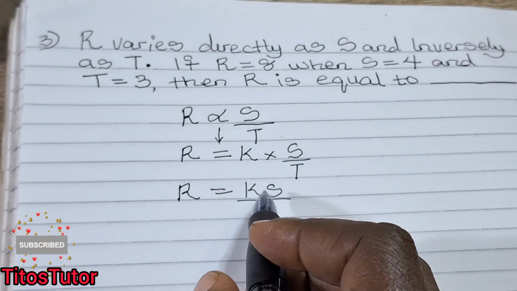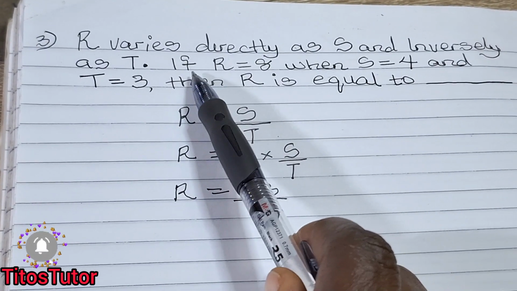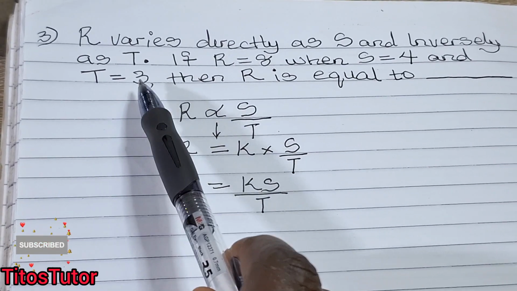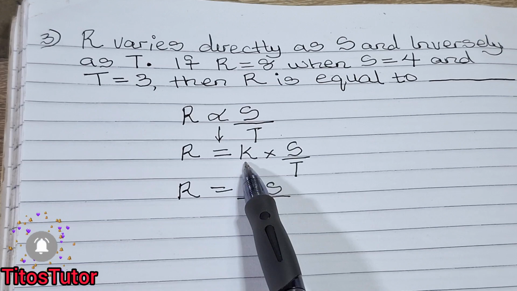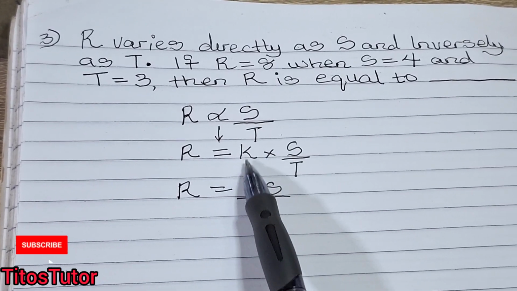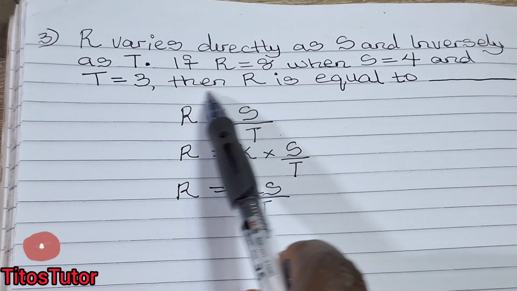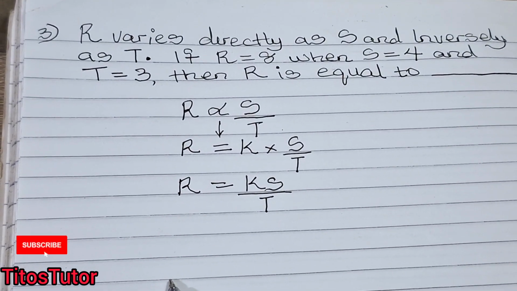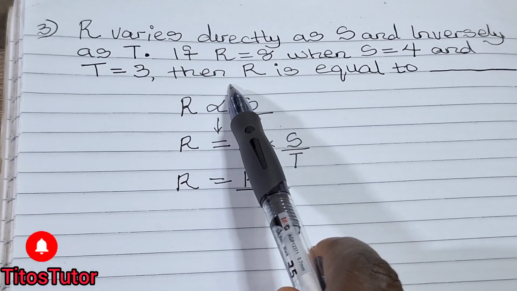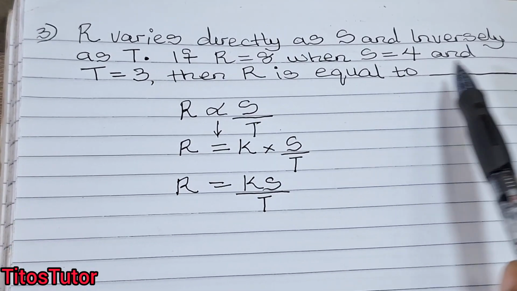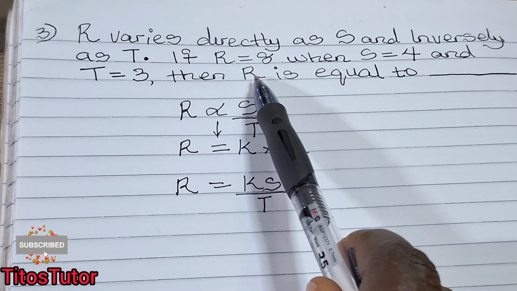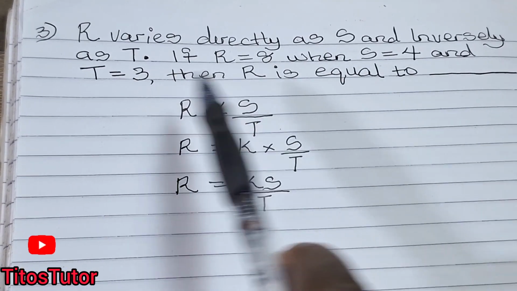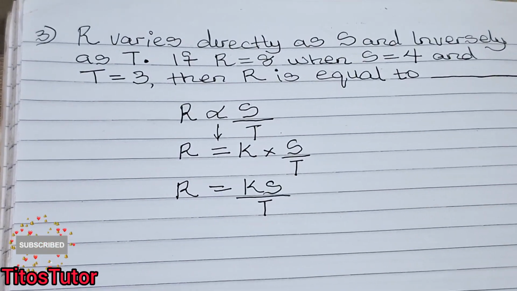From the question, I can substitute R as 8, S as 4, T as 3 to find my K, which is my constant. Once I find my K, that constant is what binds this together as a formula. And that's what you are looking for. Then R is equal to dash. We need a binding force that binds R to S and to T, which is a constant. So let's go.